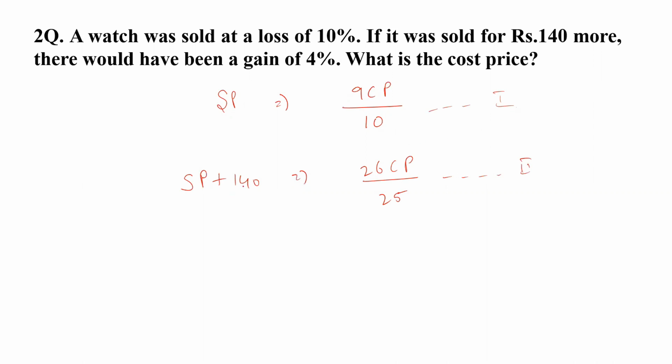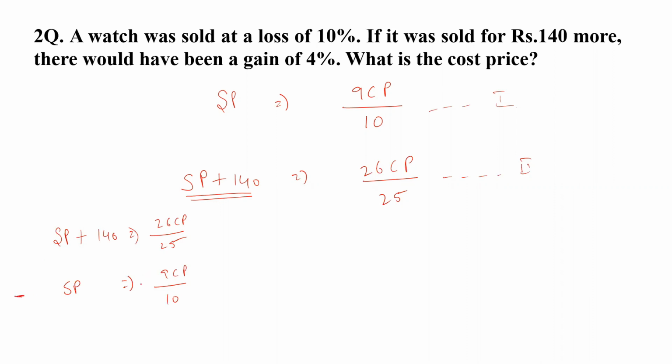We know that the value of the sale price is higher in the next equation. What you have to do, you have to write these equations again. This is sale price plus 140 is equal to 26 cost price divided by 25, and write the first equation right below the second equation. I'm writing here sale price is equal to 9 cost price divided by 10, and you can just make the subtraction of these. Okay, just minus the first equation from the next equation.